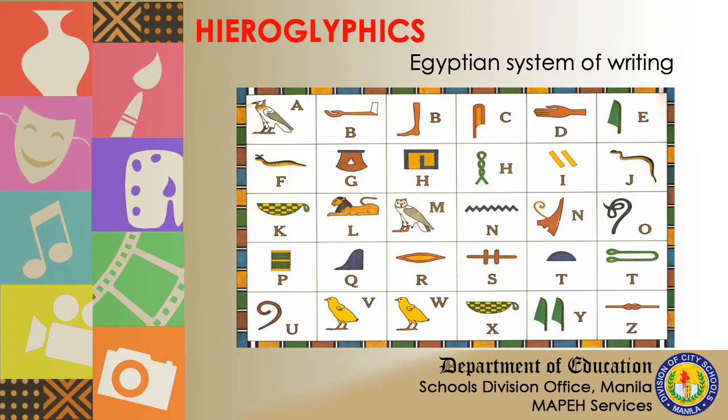Hieroglyphics is an Egyptian system of writing. They use symbols for them to communicate.